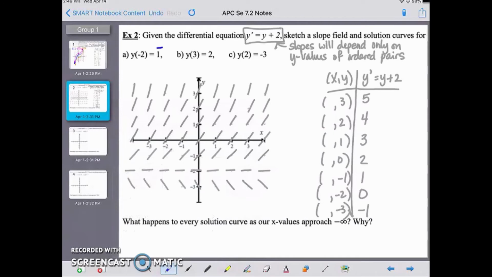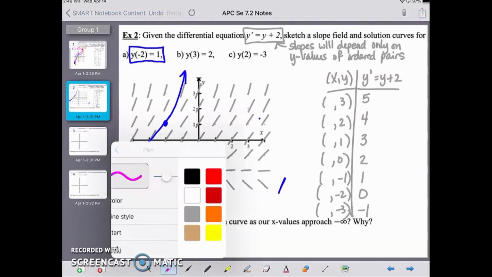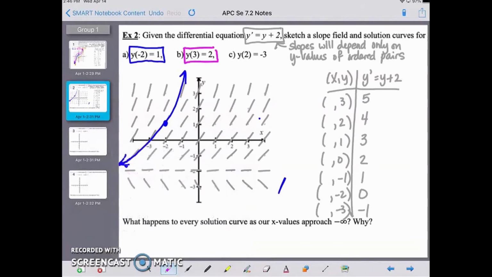My first initial value is y of -2 equals 1, which means the ordered pair -2, 1, which is right here, right? So I'm sketching the curve that passes through that point and follows my slope field. So it's going to look something like that. My second one I will do in pink. And my initial value here is y of 3 equals 2. So that's just the ordered pair 3, 2. Okay, that's right there. And again, sketching that. There we go.